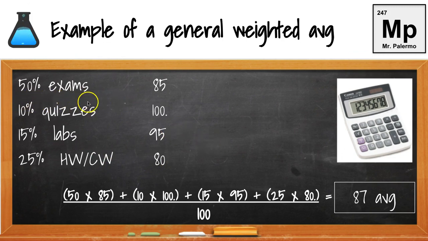We want the exams to be weighted the most at 50% and quizzes the least at 10%. So what we do is we take the percentage of the category times the value. So 50 times 85, as I did here, plus the next one, 10 times 100 here, plus 15 times 95, as we did here, plus 25 times 80 here. Then I divide the whole thing by 100 to get these out of percent. And I get an average, or a weighted average, of 87. So that would be your average for the course.